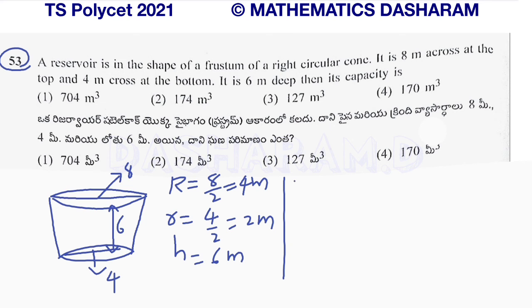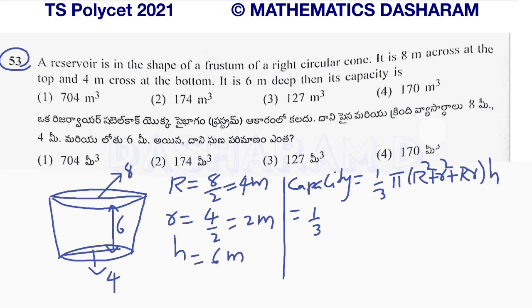Generally, capacity and volume are the same. Volume of a cone formula is what? 1/3 pi r square h. Am I right? But capacity of a frustum of a cone is 1/3 into pi into capital R square plus small r square plus capital R into small r into h. So 1/3 into pi value 22/7, capital R 4 square, small r 2 square, 4 into 2, h value 6.